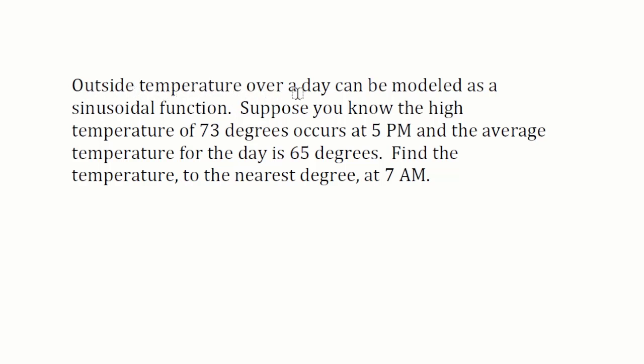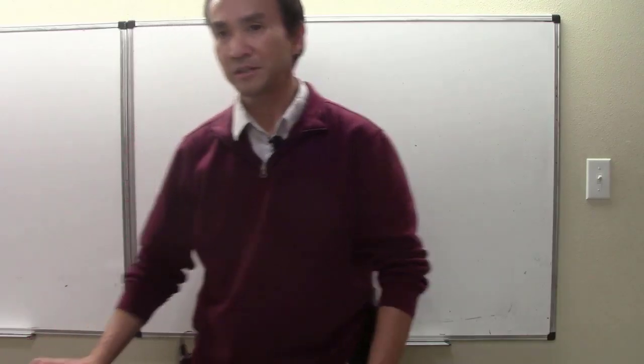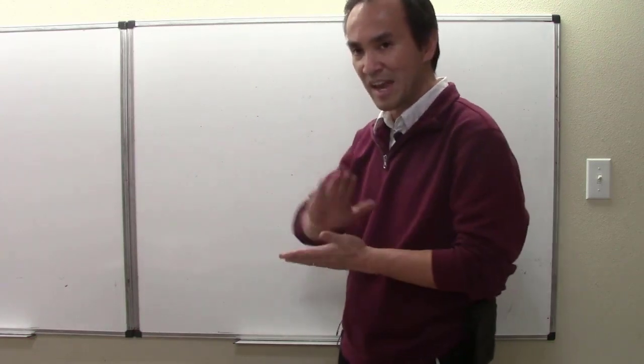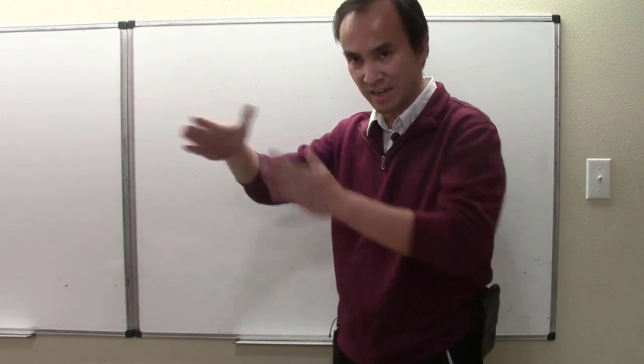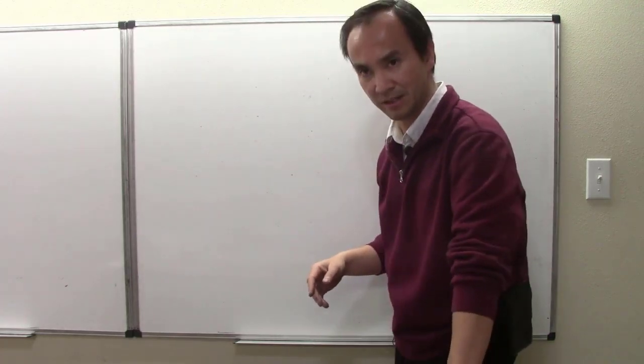Outside temperature over a day can be modeled as a sinusoidal function. Suppose you know the high temperature of 73 degrees occurs at 5 p.m. and the average temperature for the day is 65 degrees. Find the temperature to the nearest degree at 7 a.m. All right, so this problem immediately asked us to predict a temperature at that specific time point.